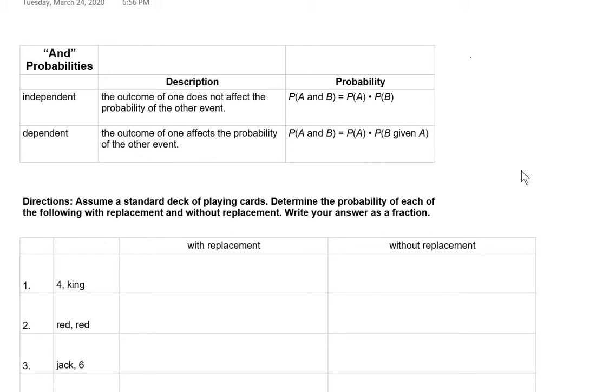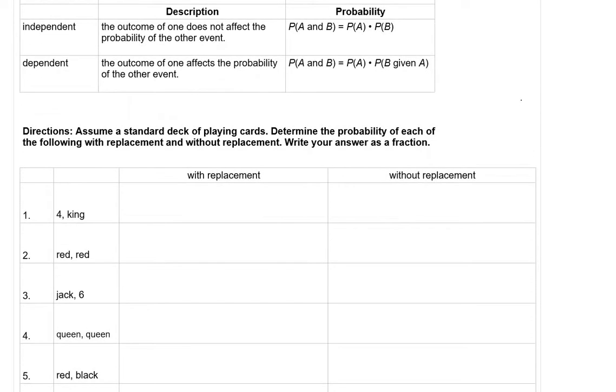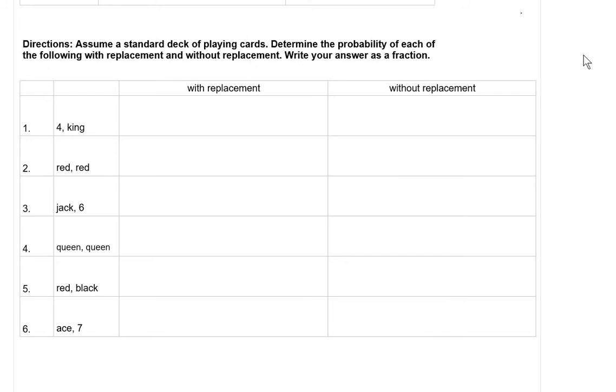Now, we've already done some of these problems with the last handout that we did with looking at the probability of drawing marbles. So this is the same type of thing, except for now we're looking at a standard deck of playing cards. And my directions say determine the probability of each of the following with replacement and without replacement, and write your answer as a fraction. So what this means with replacement, you're going to draw a card, put it back in the deck, draw a second card. And without replacement means you're going to draw a first card, keep it, and then draw a second card.